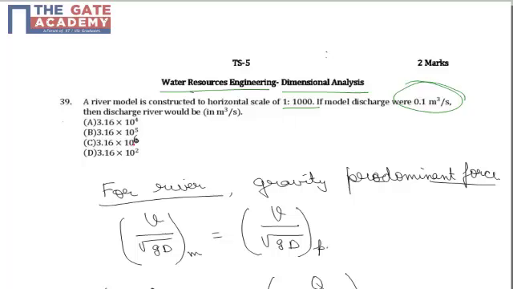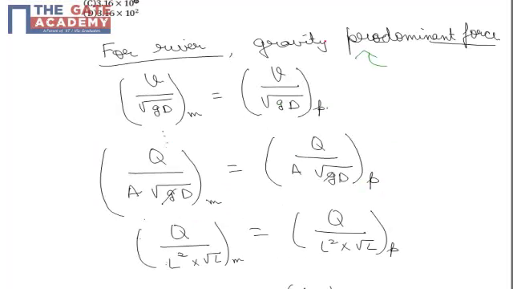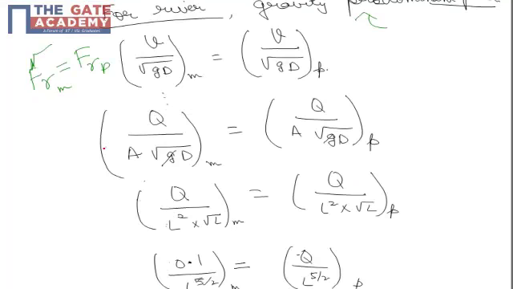Now since we are talking about a river model, we know that for a river, gravity is the predominant force that controls the flow of the river, and the same will be the case for the model also. For gravity force to be predominant, the Froude number of the model should be equal to the Froude number of the prototype, because the Froude number, being the ratio of gravitational forces to inertial forces, is the best representation when gravity is the predominant force.